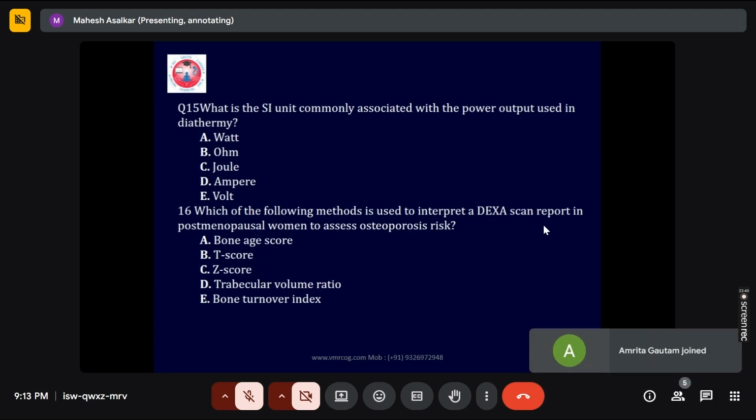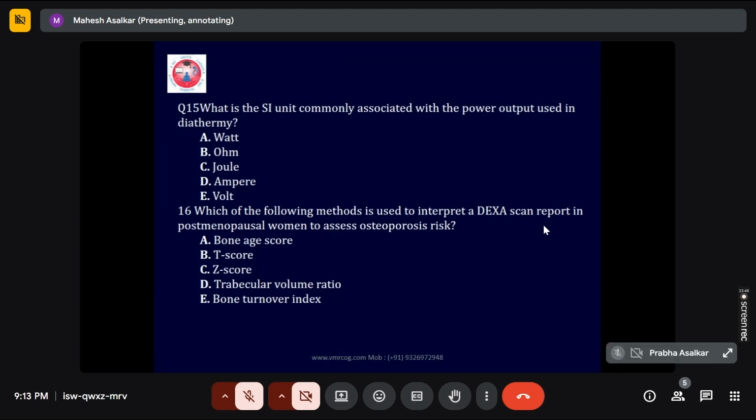Okay. Next. Which of the following methods is used to interpret a DEXA scan report in postmenopausal women to assess osteoporosis risk? A. Bone age score, B. T score, C. Z score, D. Trabecular volume ratio, E. Bone turnover index. C. Z score. What is the question? Osteoporosis risk by DEXA scan. It's T score. They are asking in postmenopausal women. Okay. Postmenopausal, it is a T score.